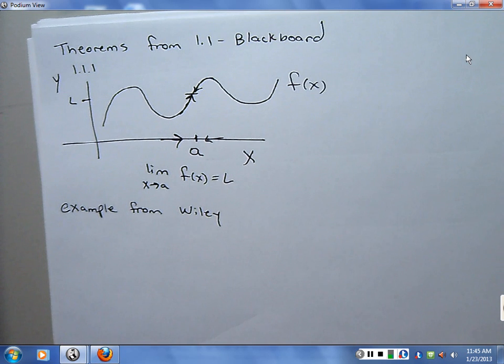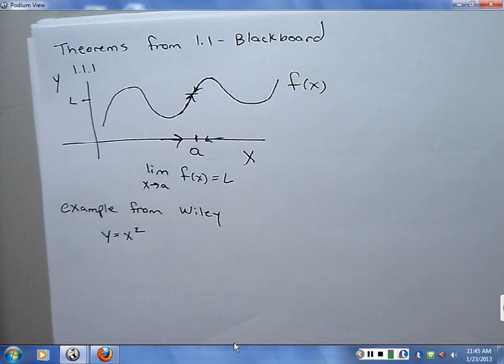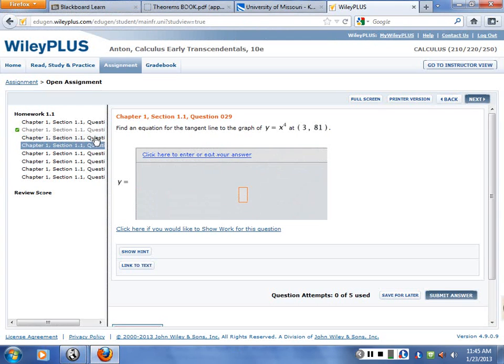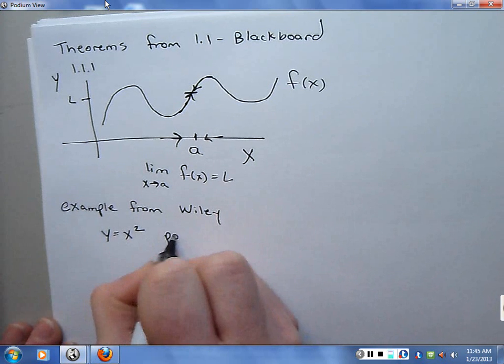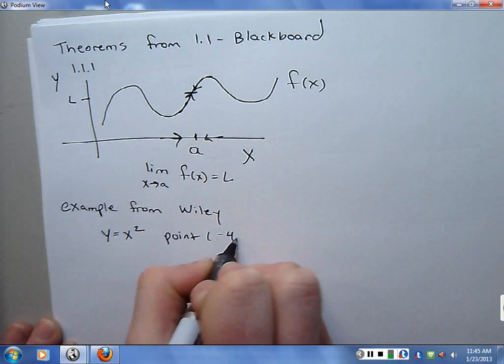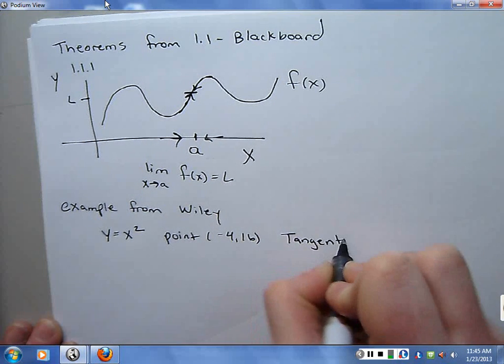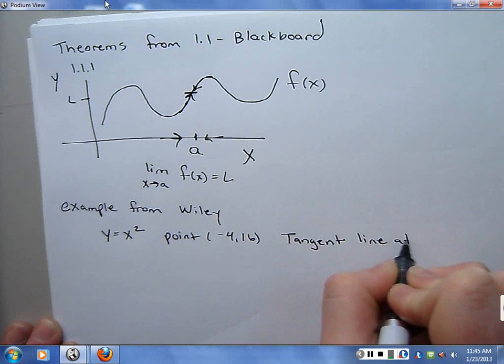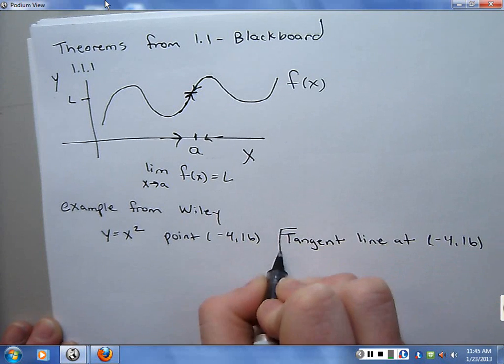So, example from Wiley, we have y equals x squared. What was the point? Negative 4, 16. Perfect. And the point is negative 4, 16, and I want the tangent line at minus 4, 16. This is the question.